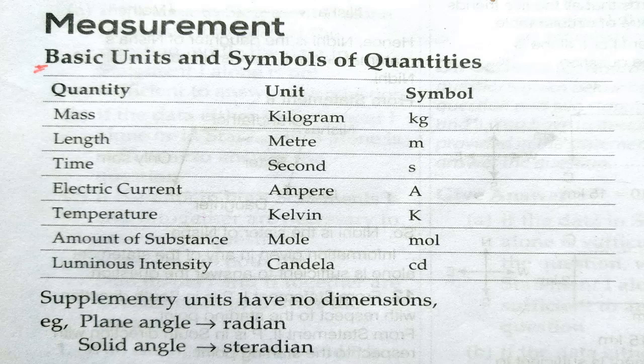Amount of substance, its unit is mole. Luminous intensity, its unit is candela. Some supplementary units have no dimensions. That is, plane angle is radian. Solid angle, its unit is steradian.